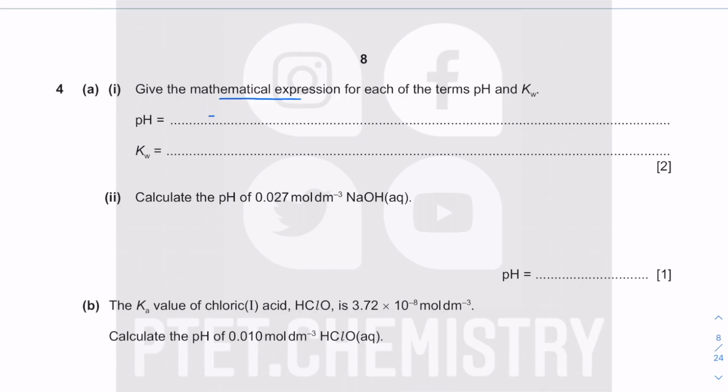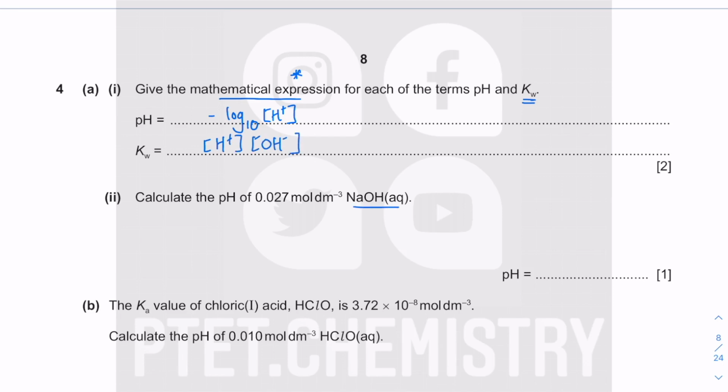So pH is minus log10 of that thing in square bracket, minus log10 of H+ concentration. So H+ in the square bracket refers to the concentration. Kw is called the water dissociation constant, but they want the mathematical expression. They don't want the definition in words, so be very careful.